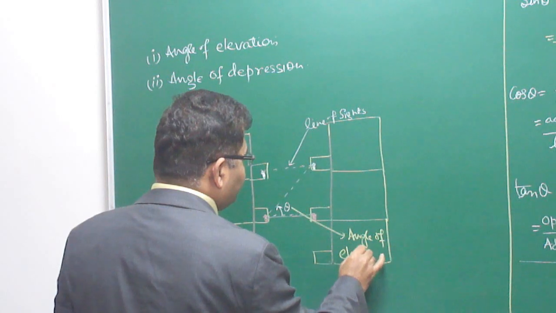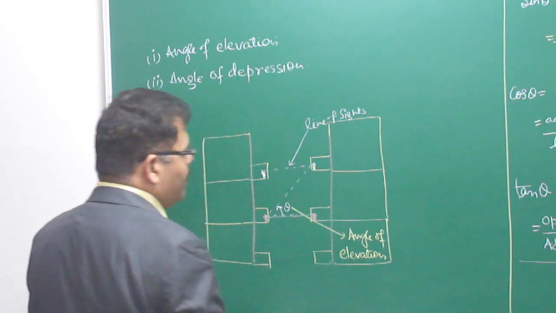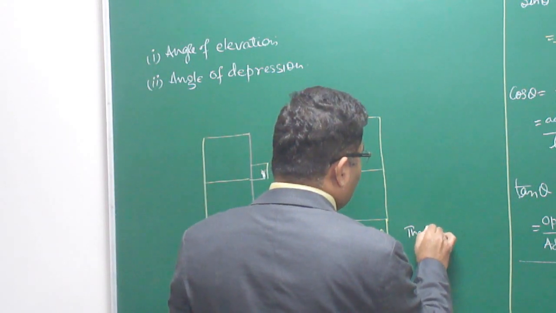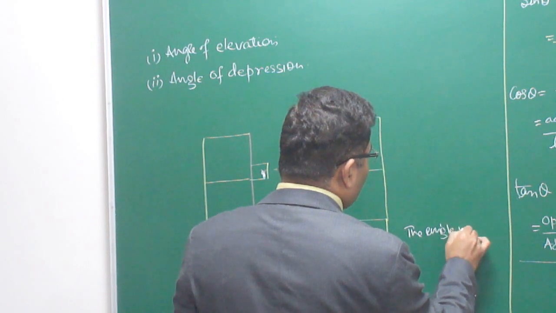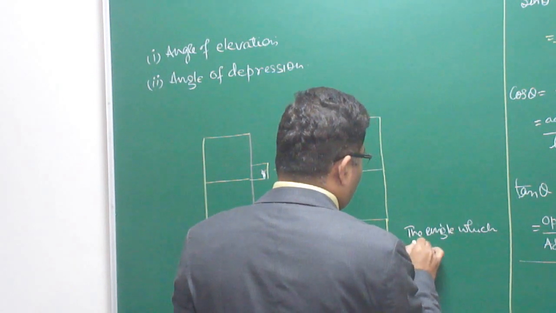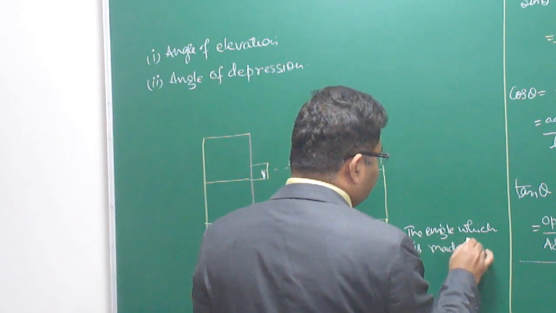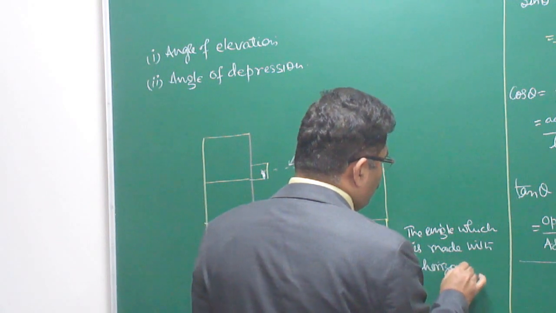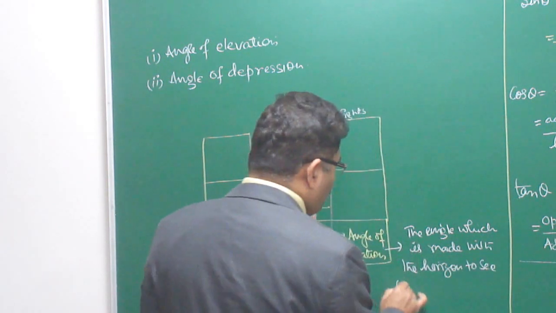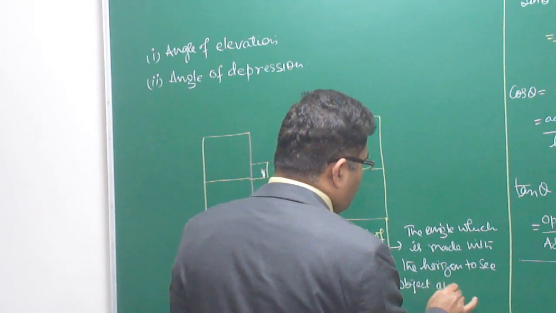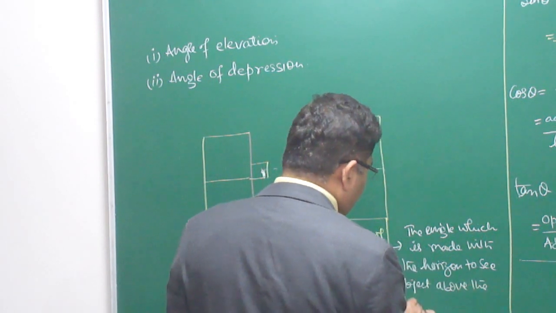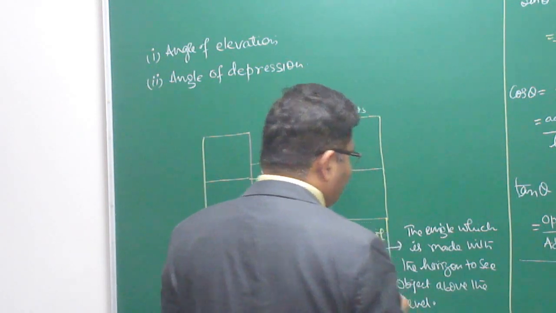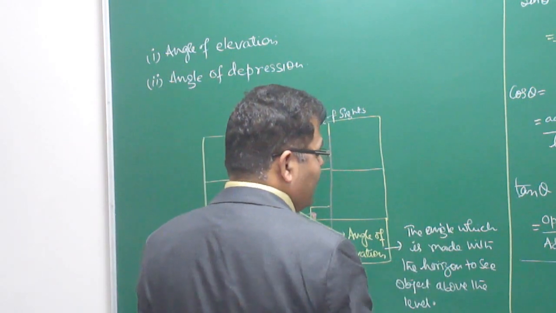Angle of elevation. Angle of elevation means what? The angle which is made with the horizon to see an object above the level, okay? That is at a certain height. Then that angle is called angle of elevation.